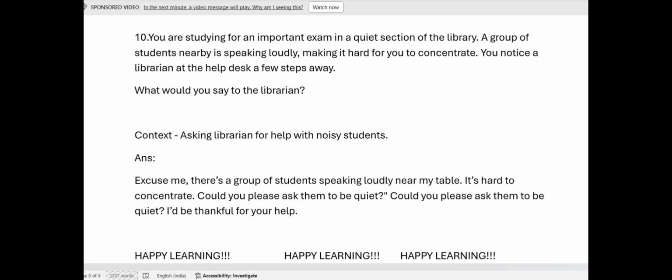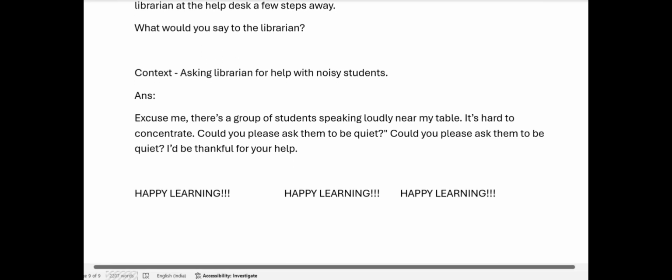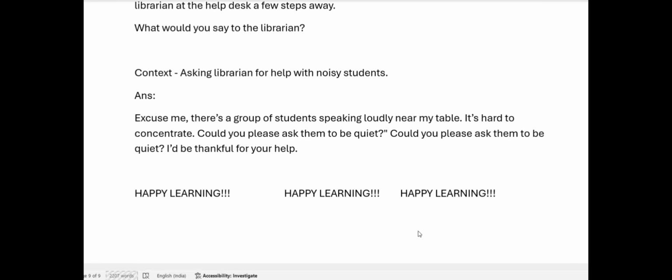Sample answer. Excuse me, there's a group of students speaking loudly near my table. It's hard to concentrate. Could you please ask them to be quiet? I would be thankful for your help.